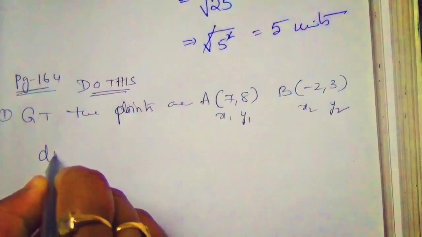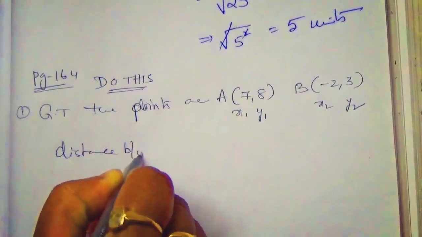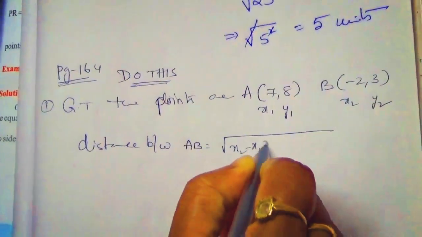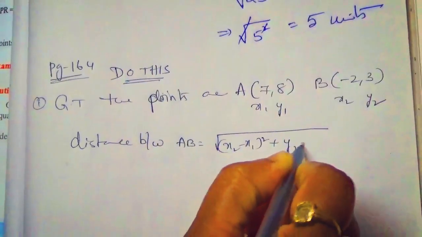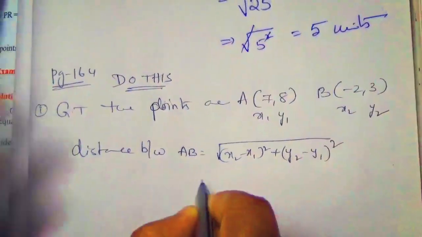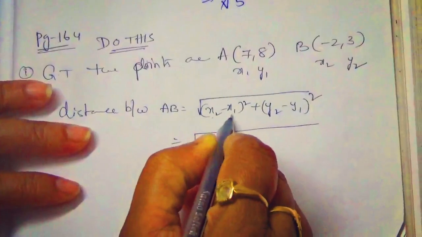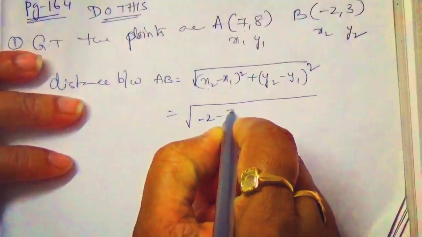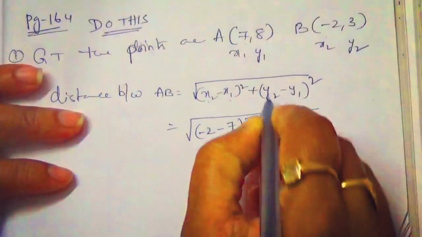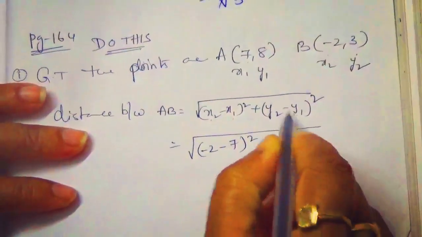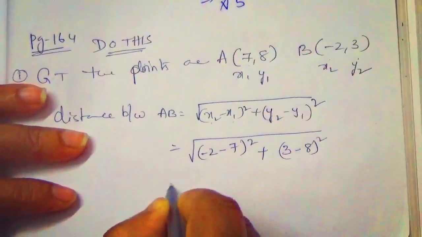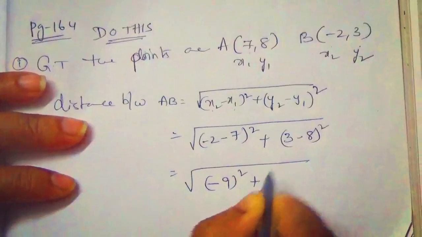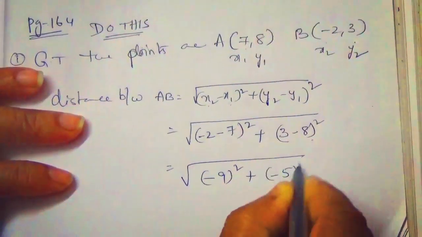The distance between A and B is equal to the square root of (x2 minus x1) whole square plus (y2 minus y1) whole square. That is equal to the square root of (x2, that is minus 2, minus x1, 7) whole square plus (y2, that is 3 minus 8) whole square. That is equal to the square root of (minus 9) whole square plus (minus 5) whole square.